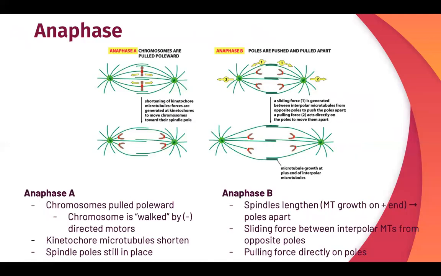All right. Anaphase, you have anaphase A versus anaphase B. Anaphase A is when your chromosomes are pulled poleward. So you want to think from the middle, the center, and pulled out. Chromosomes can be walked outward by your dyneins or any minus end directed motors. Your kinetochore microtubules can also shorten. Your spindle poles stay in place here. So anything that regards your spindle poles being pulled apart, though, that is anaphase B.